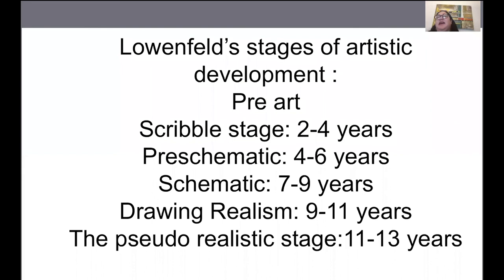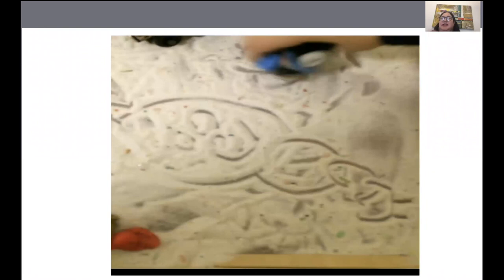And again, a lot of this for me ties into the other components of where I don't just look at the scribble stage and think, oh, they're at the scribble stage. I take into account their emotional development and their social development and try to understand how it all merges together. So this is an example of working with an older child who we were just playing in the sandbox.